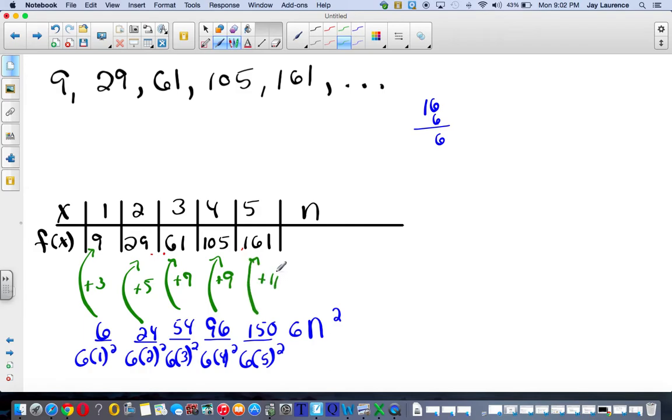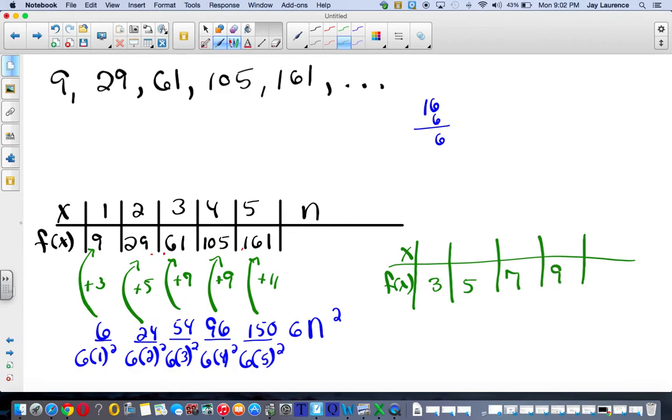All right, so I can't just do whatever I want. Here's what I'm going to do. I'm going to take these green numbers and make a second table out of those. I'm going to go x and f of x, and in the second table, the f of x numbers are these green numbers, 3 and 5 and 7 and 9 and 11.